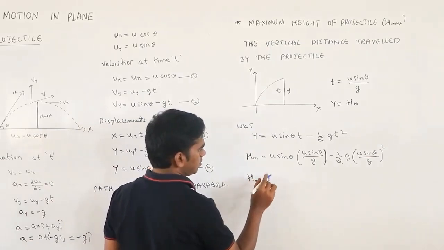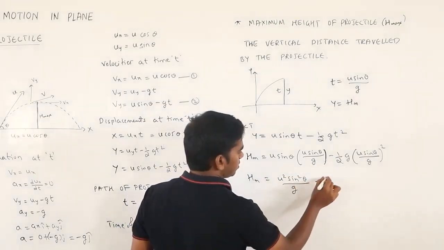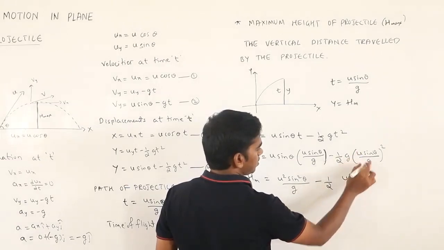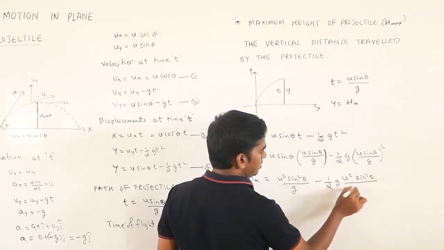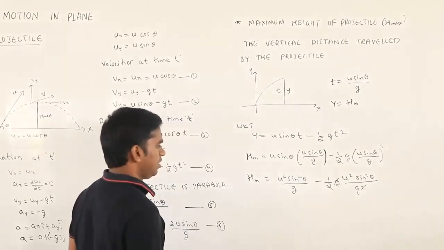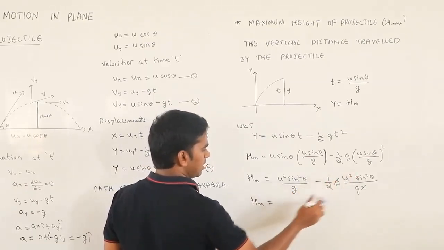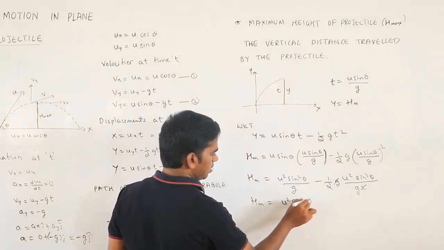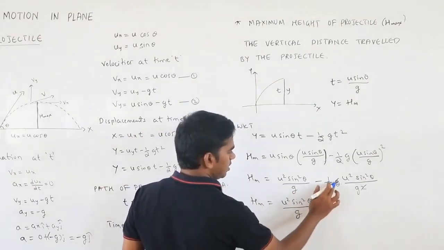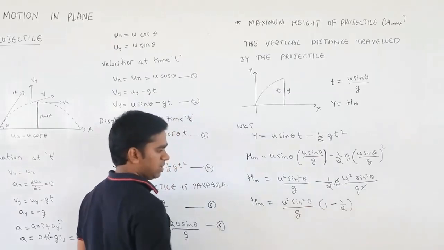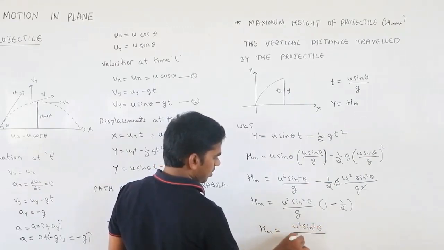H maximum is equal to, so u sin theta will become u square sin square theta by g minus 1 by 2 again u square sin square theta divided by g square, and this is g. So let me write g and g square. This one will get cancelled. So what is the common over here now? U square sin square theta by g minus half u square sin square theta by g. So let us take u square sin square theta by g common. What remains is 1, then minus 1 by 2. So 1 minus 1 by 2 is again 1 by 2. So Hm is equal to u square sin square theta divided by 2g.